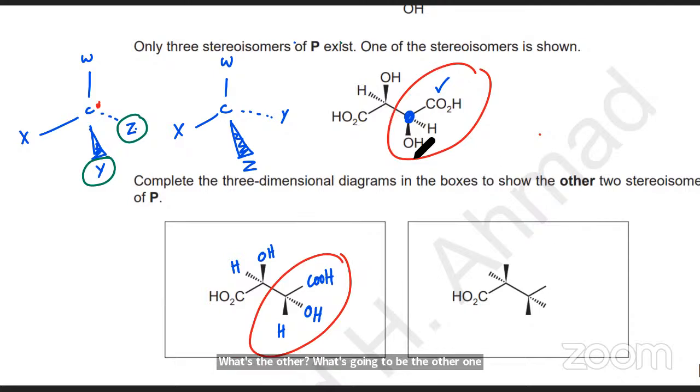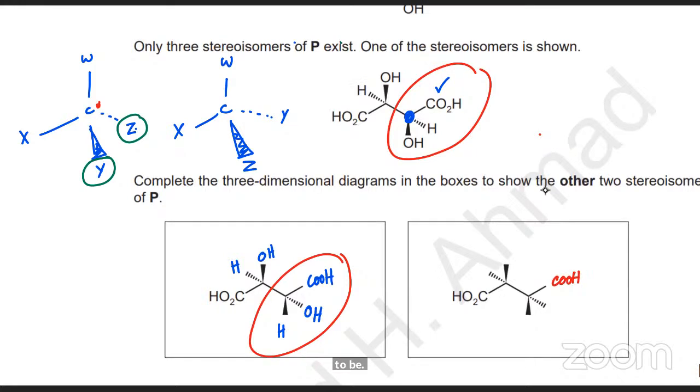Okay, in this particular case, both sides are exactly the same. So if I reflect or mirror the other one, that's going to be exactly the same. Okay, so it won't make any difference. So the third version, or the third isomer, is going to be that you mirror both of them. So one side has already been mirrored.